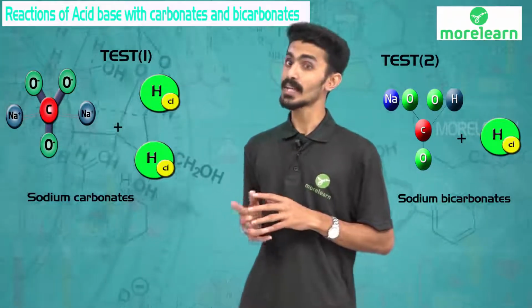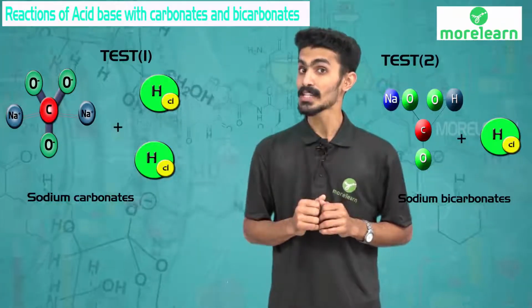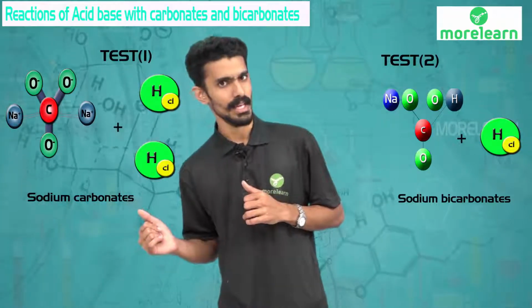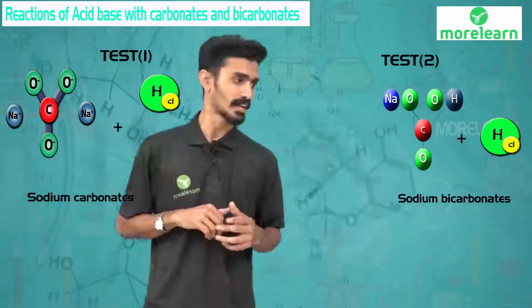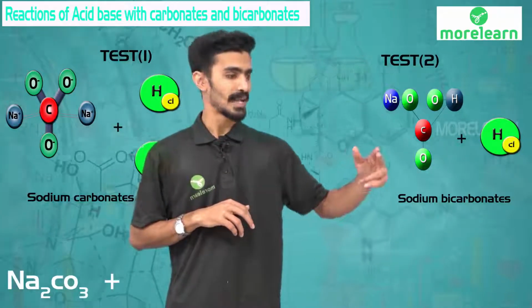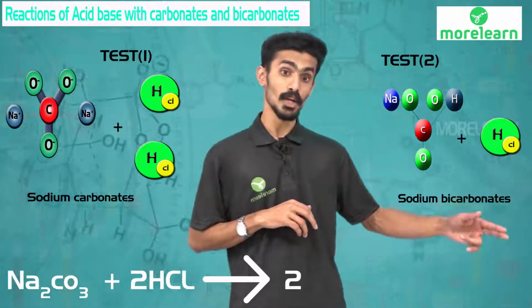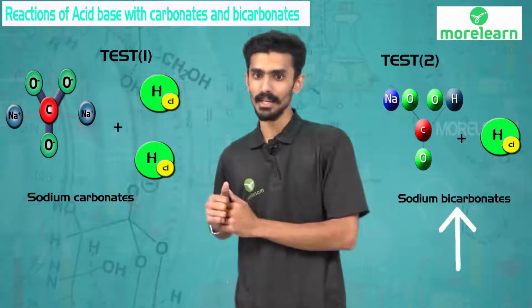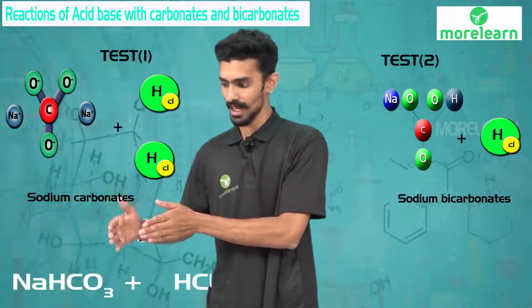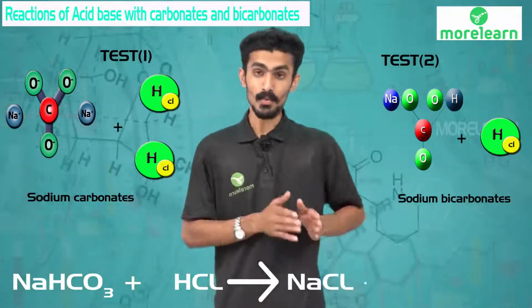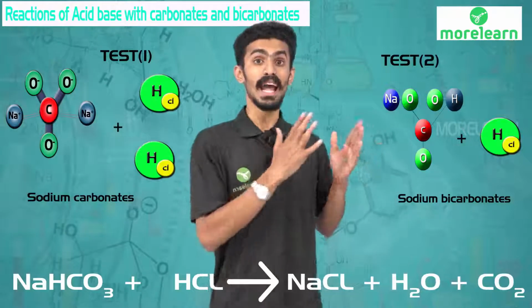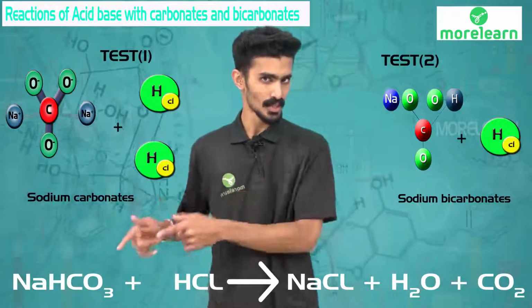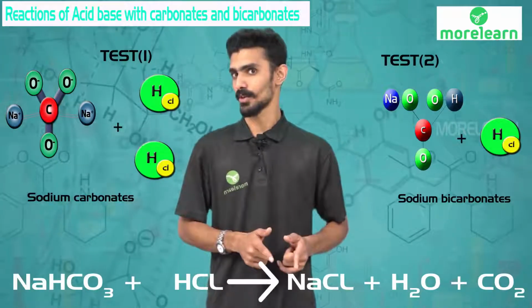While adding hydrochloric acid to sodium carbonate, it will form the corresponding salt, sodium chloride, and water and carbon dioxide. Can we write that equation under this test tube? Yes, sodium carbonate plus hydrochloric acid gives sodium chloride plus water plus carbon dioxide. What will happen here with sodium bicarbonate? Sodium bicarbonate plus HCl gives sodium chloride plus water plus carbon dioxide. Here the acid is reacting with the carbonate. It will produce the corresponding salt, water and carbon dioxide.